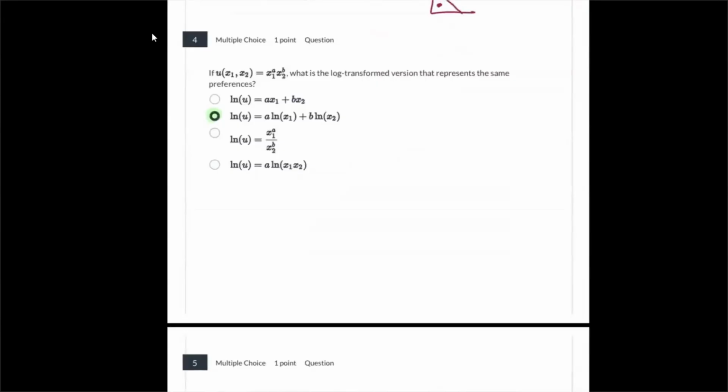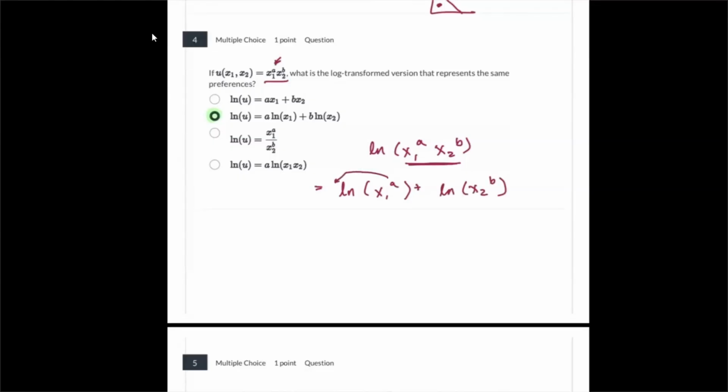Question 4 says, if the utility is like this with A and B as exponents, what is the log transformed version that represents the same preferences? So we just want to take the natural log of this, ln of x1 to the A, x2 to the B. First, we're going to use the product rule that says the natural log of a product is the same as the sum of the natural logs. So that's going to be equal to ln x1 to the A plus ln x2 to the B.